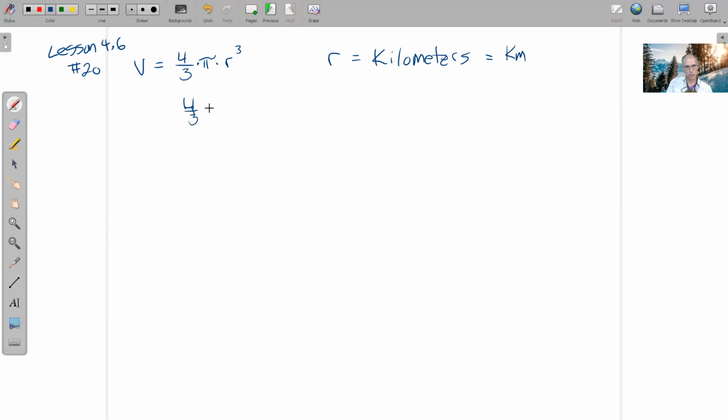4/3 times pi times kilometers to the third power means I have kilometers to the third power, which are sometimes called cubic kilometers. So the volume is going to be measured in what we call kilometers cubed or cubic kilometers.